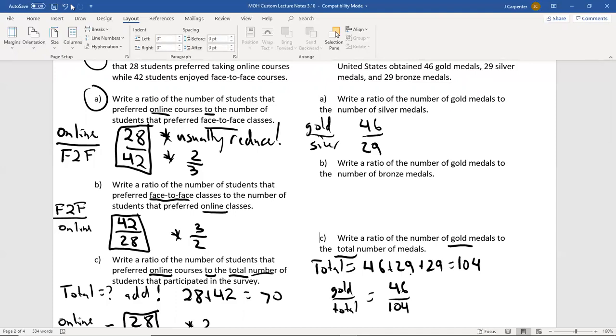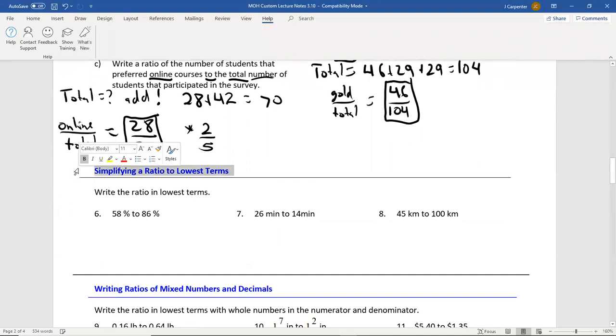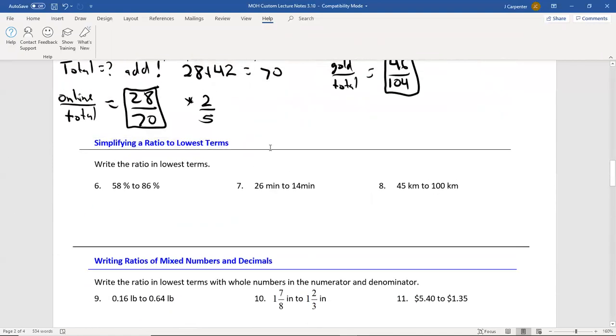And again, that would reduce, but I'm not even going to give the reduced answer this time since I said I wasn't officially covering it. All right. Now let's actually get into official problems where we're going to write them in lowest terms.